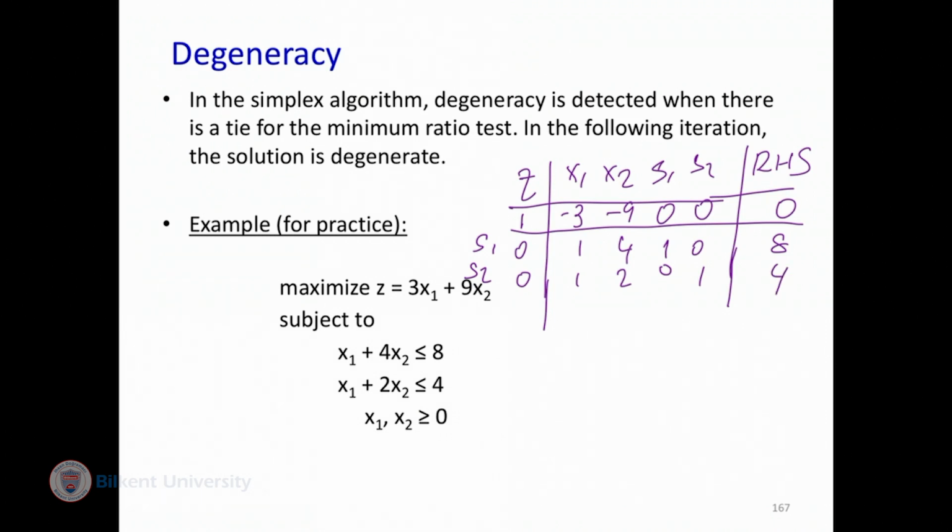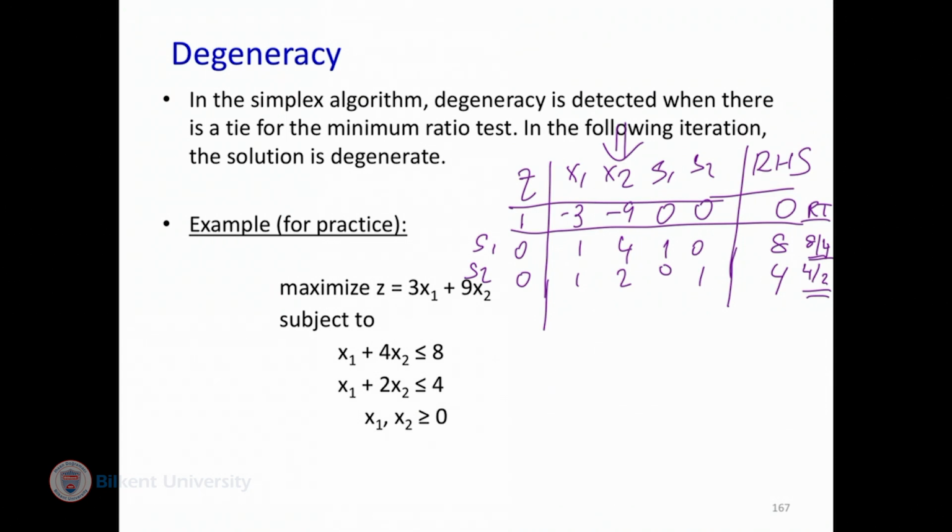Which variable will enter? X2 will enter. Which variable would leave? I will look at my ratio test. I will have 8 divided by 4, the coefficient of the entering variable, versus 4 divided by 2, the coefficient of the entering variable. So which means what? I have either 2 from here or 2 from there. Which means what? There's a tie.